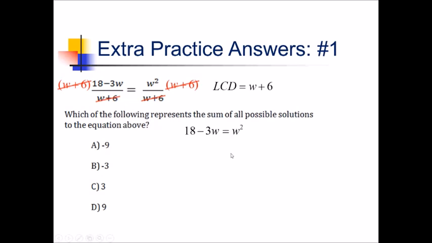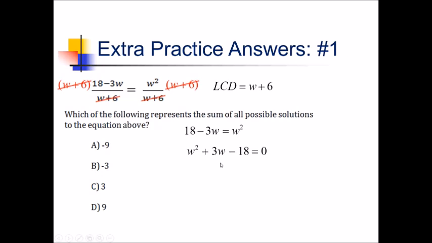Now I'm going to go ahead and rearrange this. This is a quadratic, so let me zero this out so I can either factor or use the quadratic formula. So we've got a w squared. I'm going to keep that over on that side. Then I'm going to add the 3w, and I'll subtract the 18, and that'll leave me with 0 on the other side. So this looks like I could factor it.